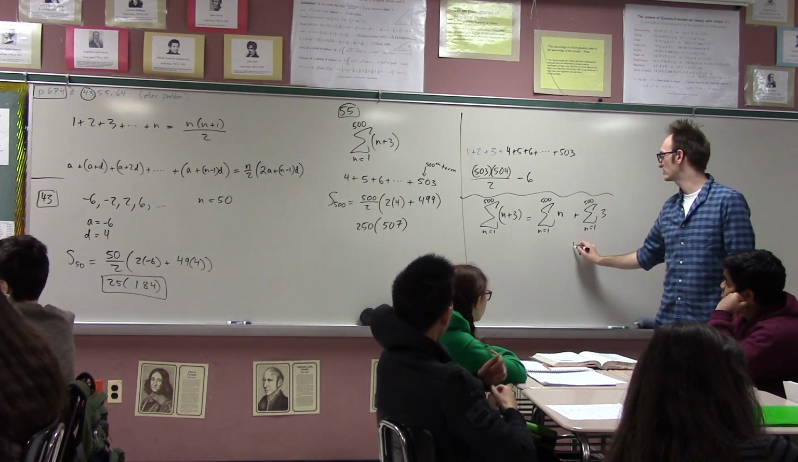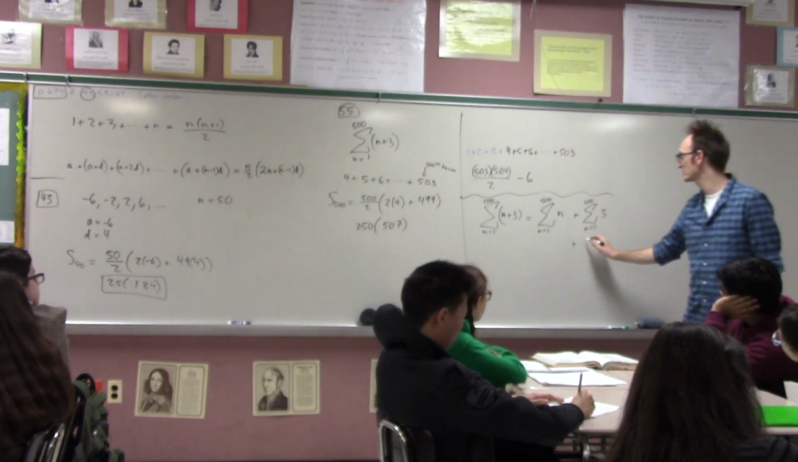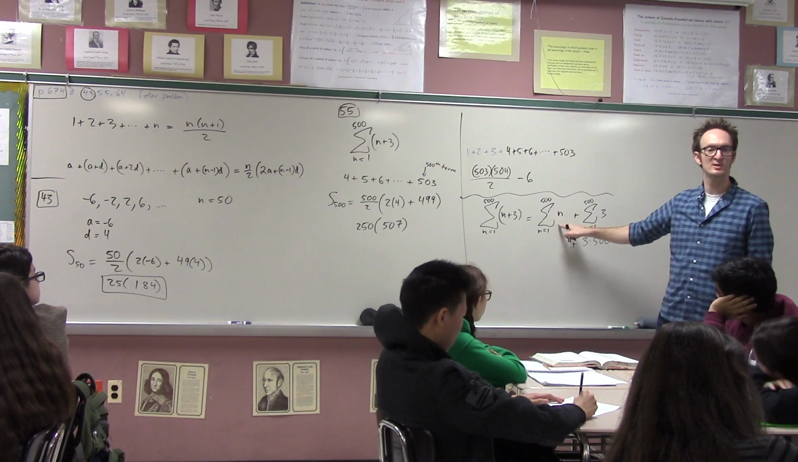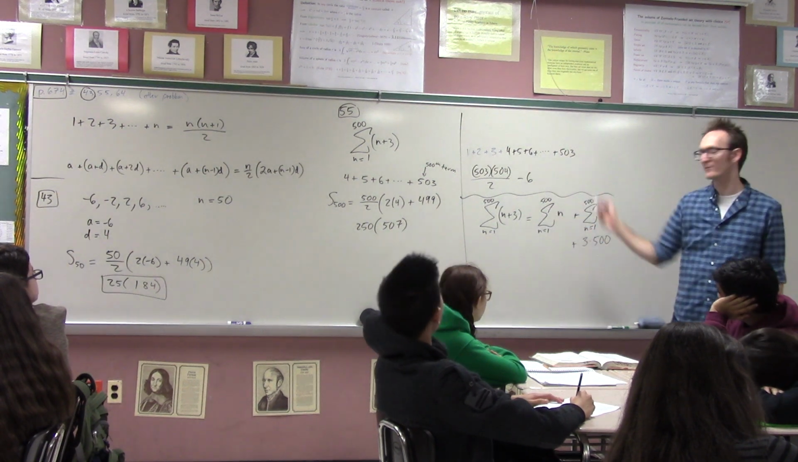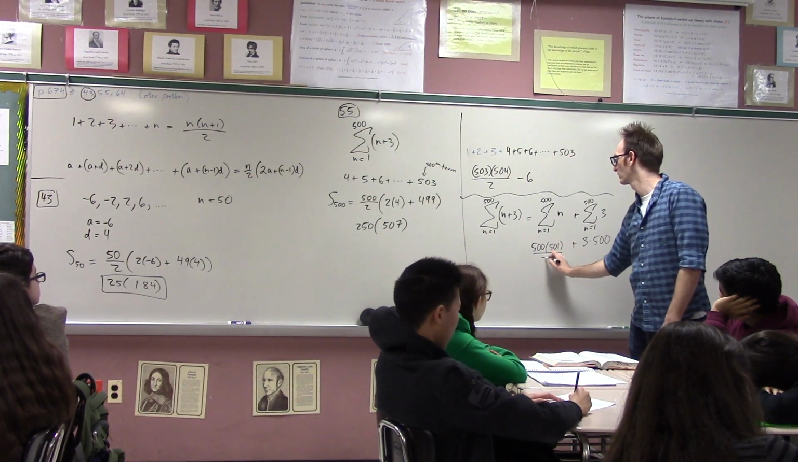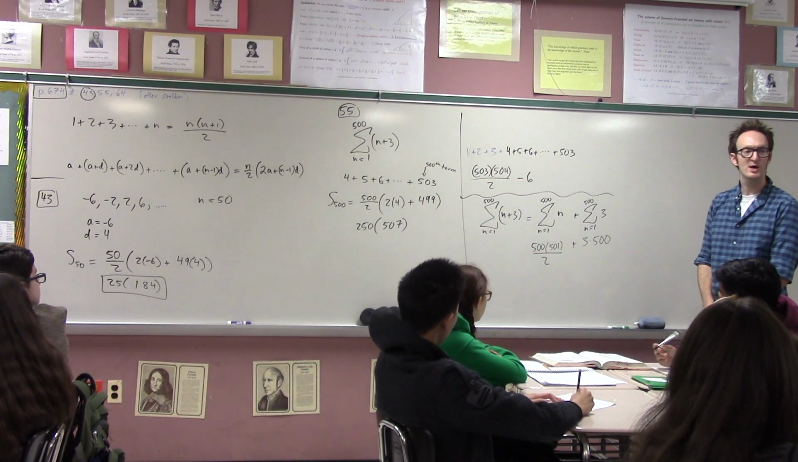Okay, well, let's do them one at a time. This is just adding 3 literally 500 times, so that's just 3 times 500. And what is this? It's 1 plus 2 plus all the way up to 500. Oh, I have the formula for that, right? This is just 500 times 501 over 2. So whatever that is, it better be the same thing. I think it is. How we doing?